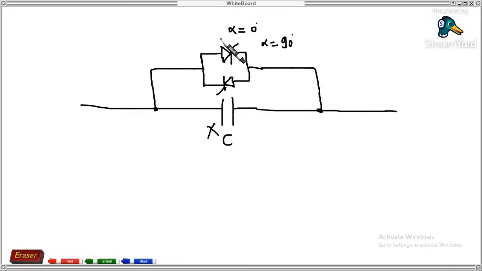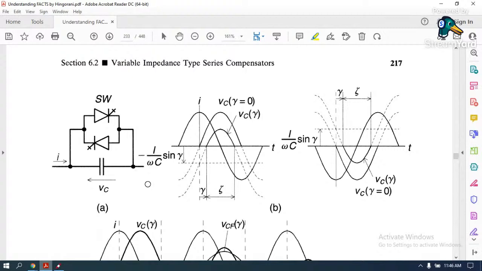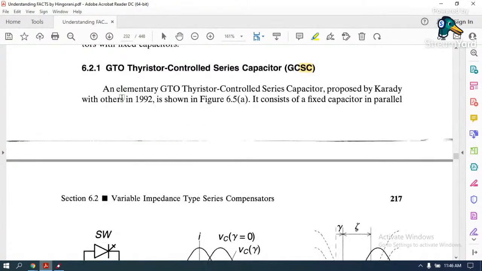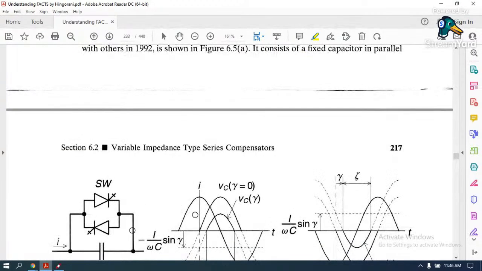So instead of thyristor, you can use GTO also. In that case, it is called GCSC, GTO controlled series capacitor. Right? An elementary GTO thyristor controlled series capacitor proposed by Karady, a scientist, in 1992 is shown in figure 6.8. This one.